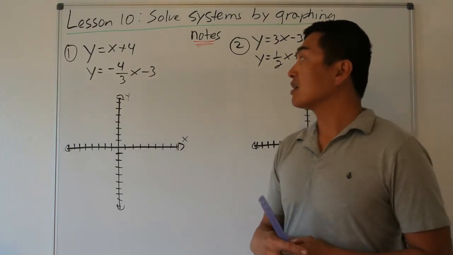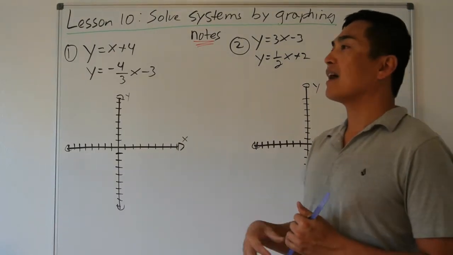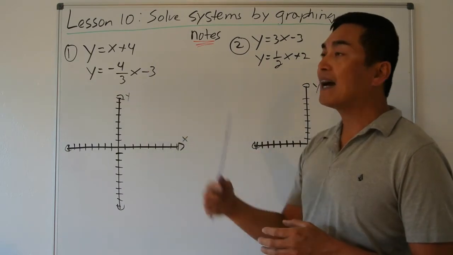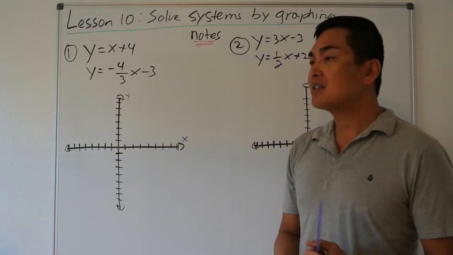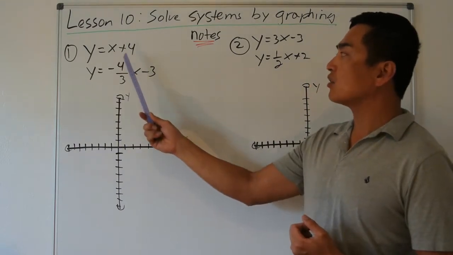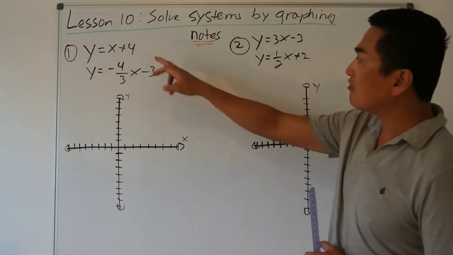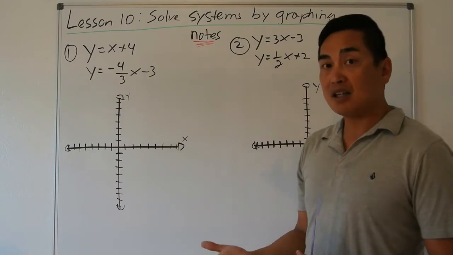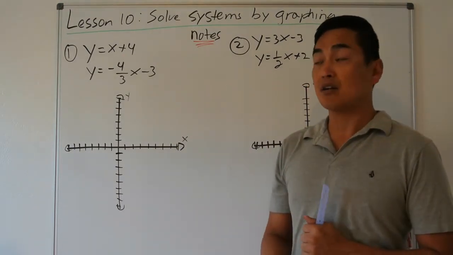Okay, so we're going to solve systems by graphing. What does that mean? It just means at what point will these two equations have the same x and y, have the same point? Basically, when is this line going to meet this line? So again, we're going to graph both of them on the same coordinates, and then wherever they meet is our answer.